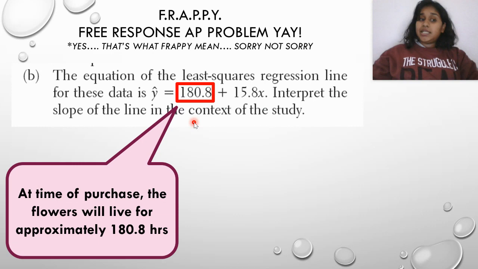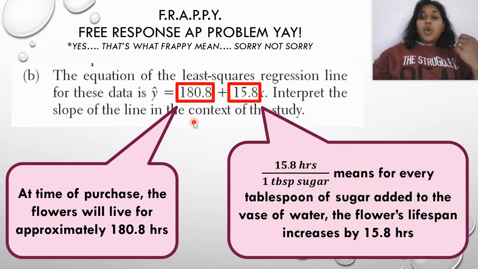And what does it mean in context? At the time of purchase, the flowers would live for approximately 180.8 hours. Or if you put no sugar in, your flower is going to live for 180.8 hours. The B value, or the slope, is 15.8 hours per 1 tablespoon of sugar, because it's change in y over change in x. So for every tablespoon of sugar added to the vase of water, the flower's lifespan increases by 15.8 hours.